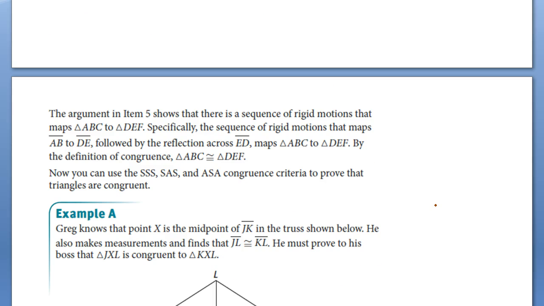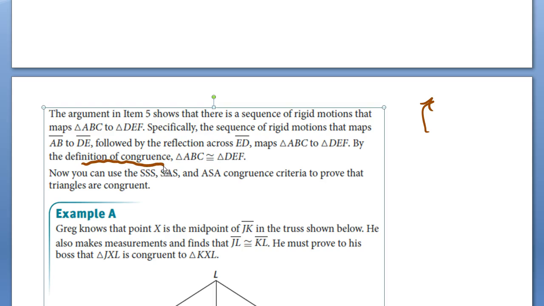The argument in item 5 shows that there is a sequence of rigid motions that maps the triangle onto the other triangle. It was first a rotation and then a reflection. Because there is a sequence of transformations, then by the definition of congruence, those triangles are congruent.